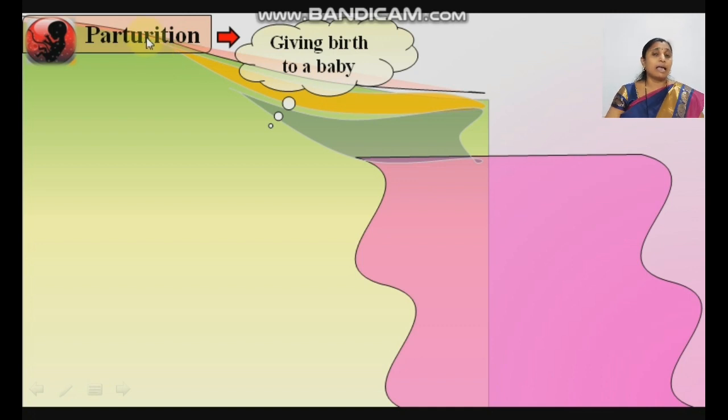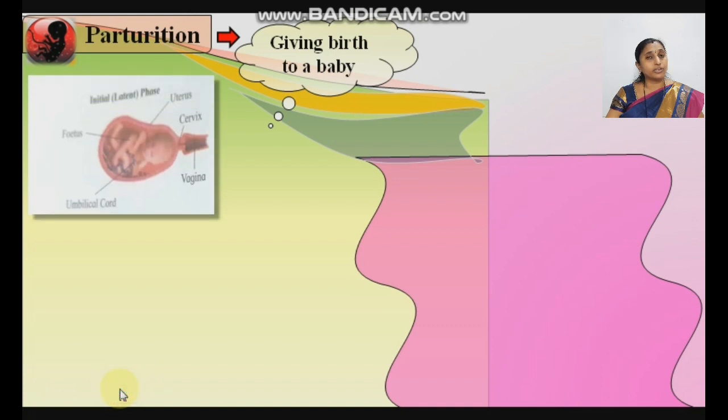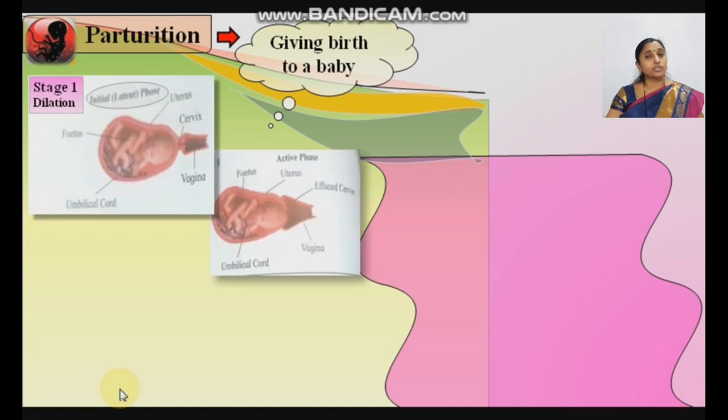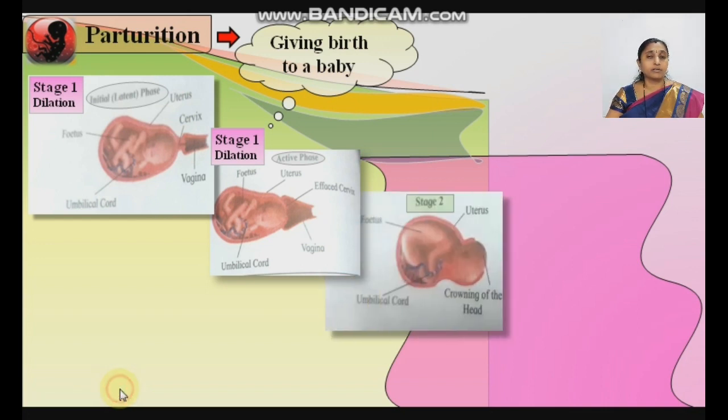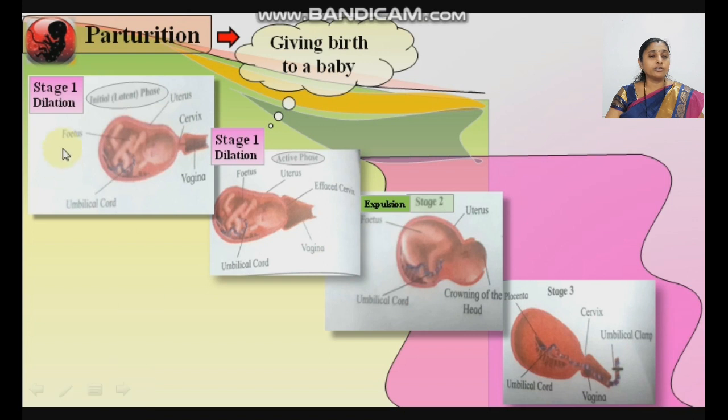Another meaning is expulsion. It is the act of expulsion of the baby through the vagina of the mother after completion of the gestation period, that is 266 days from the fertilization or 280 days from the start of the last menstrual cycle. See here, there are 3 stages of parturition. Parturition is not easy. It is completed in 3 stages. What happens in these 3 stages? The first 2 diagrams are stage 1, that is the latent phase and active phase.